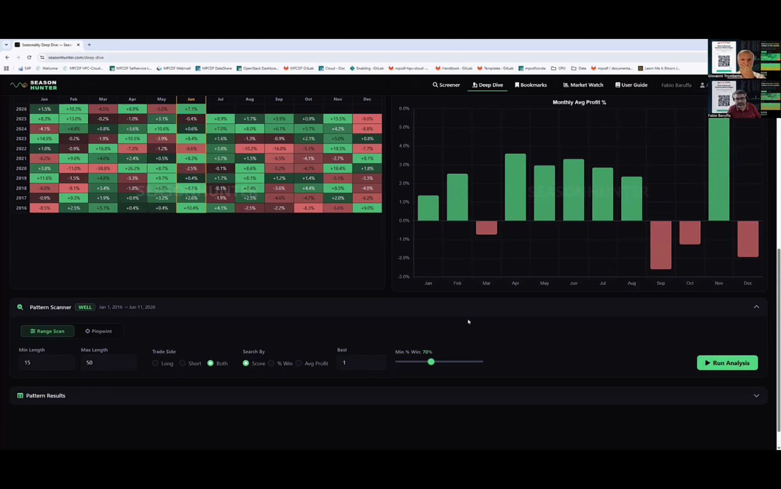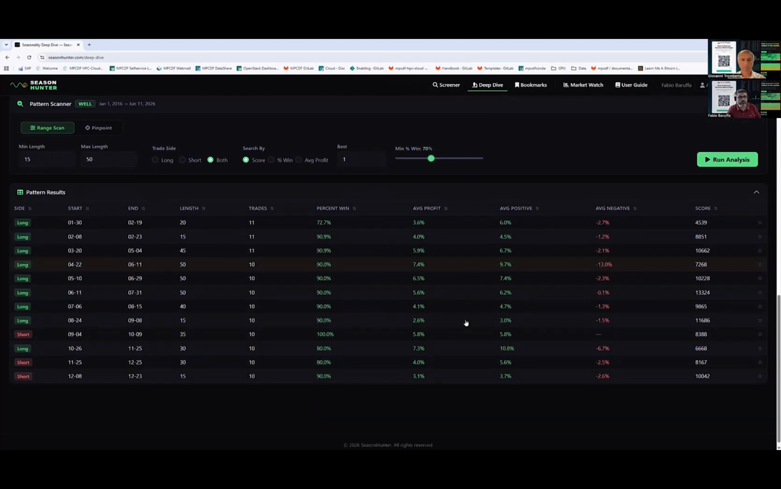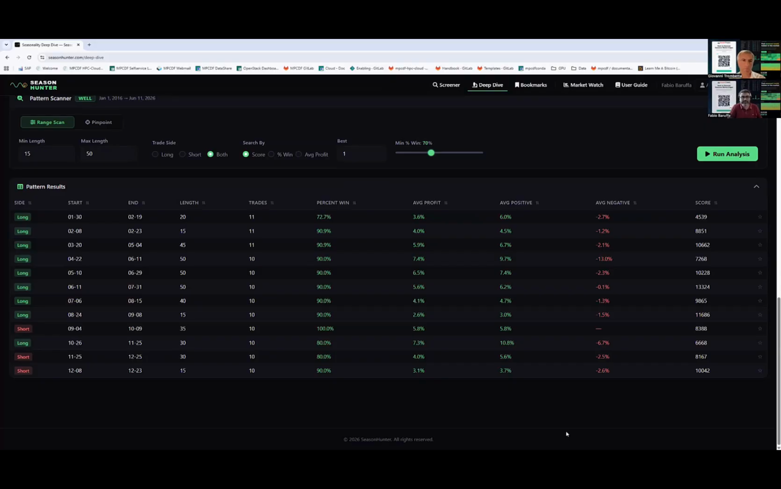So I go here, run analyze, and then I have another list. This is the pattern results month by month for this ticker during this time frame. This is interesting, as I said, because if you choose both, you can even identify times where this ticker statistically has been going down. And again, if you sort by score, you see that June is quite strong. The average negative is around 0.1%, with 90% percent win.